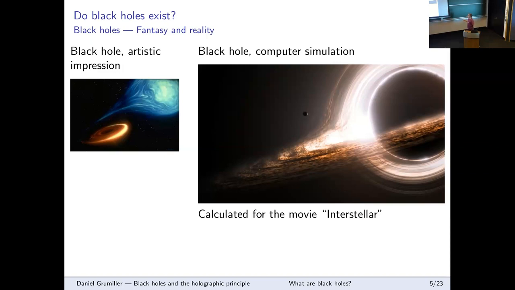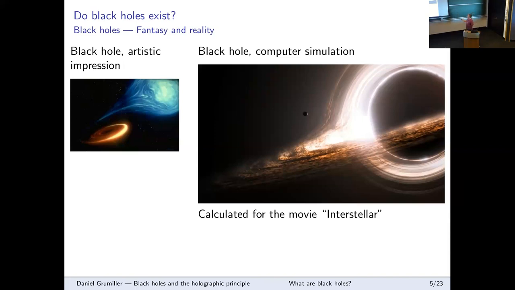And what you see here can be summarized in a simple slogan, namely, you can't hide behind the black hole. So the part of the accretion disk that would be behind the black hole, you can see it due to gravitational lensing effects, and this produces this ring here.